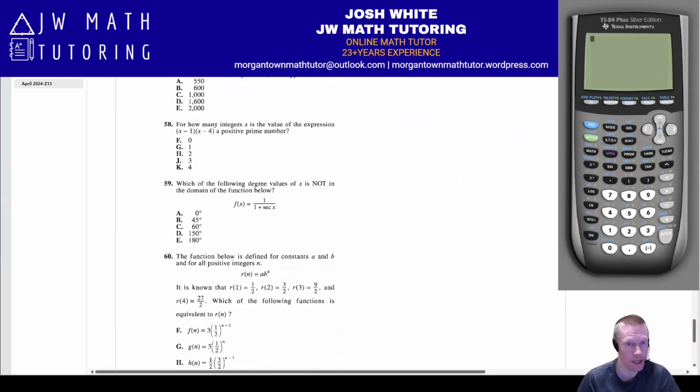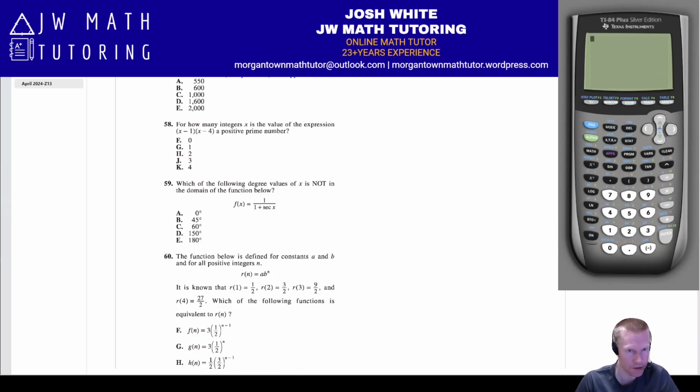All right, next let's look at problem number 58 here. This one is kind of a weird question. It's a property of numbers, trial and error type problem. You could use a calculator to help you out a little bit, but basically they are asking how many integers you would plug in here and evaluate this and then get a positive prime number as your answer.